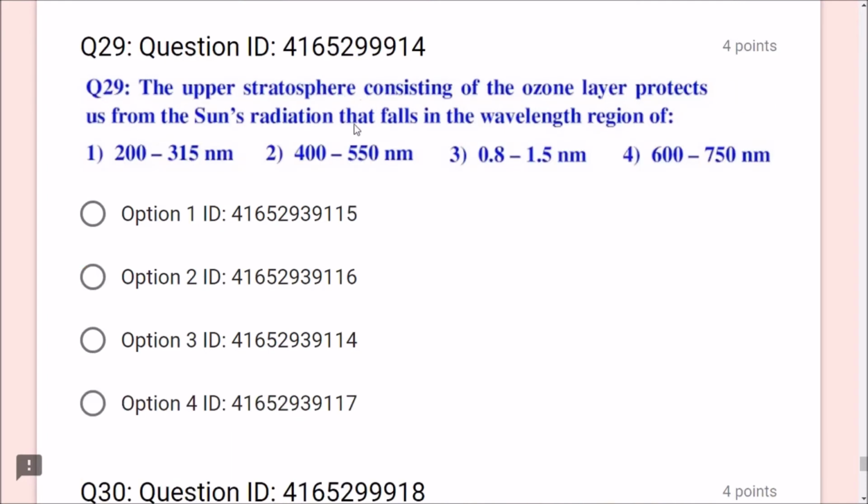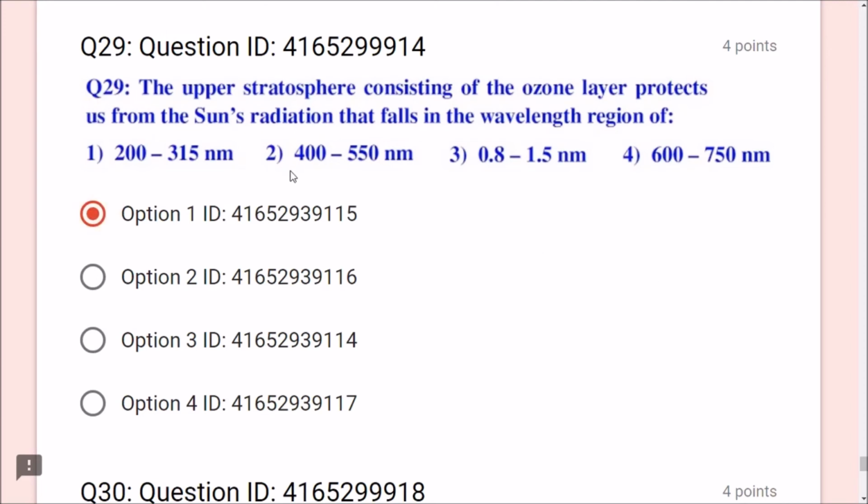Next, question number 29. The upper stratosphere consisting of the ozone layer protects us from the sun's radiation that falls in the wavelength region of, yes friends, as we know, the ozone layer protects us from ultraviolet rays. What is the nanometer range of ultraviolet rays? It should be below 400. So what are the options? 0.8 to 1.5 nanometers, no friends. 200 to 350 nanometers. So option number 1 is the correct option, friends.